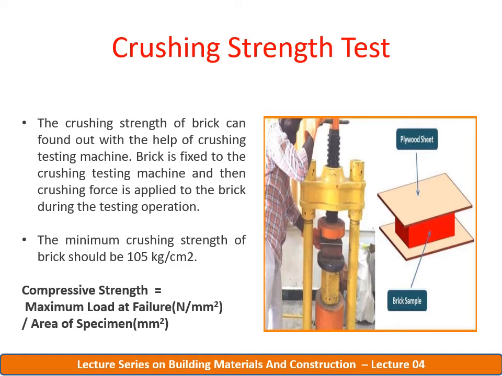Soon after applying the load at the uniform rate, after some time you will observe hair-like cracks on the diagonal face of the brick. The maximum load on the dial gauge at the failure of the brick sample is noted. To find out the compressive strength, you have to use the maximum load at failure divided by the area of the specimen, that is the brick.